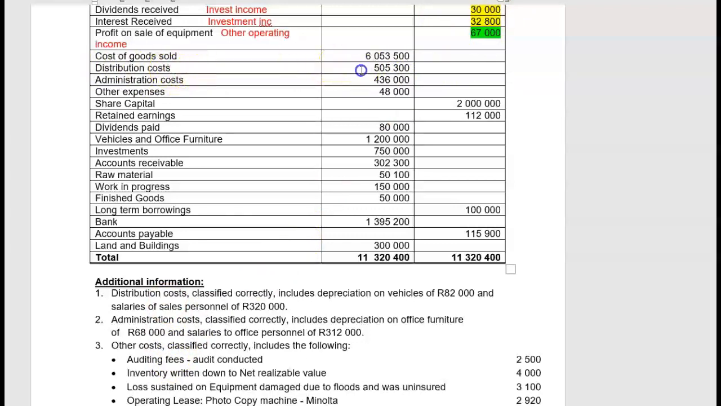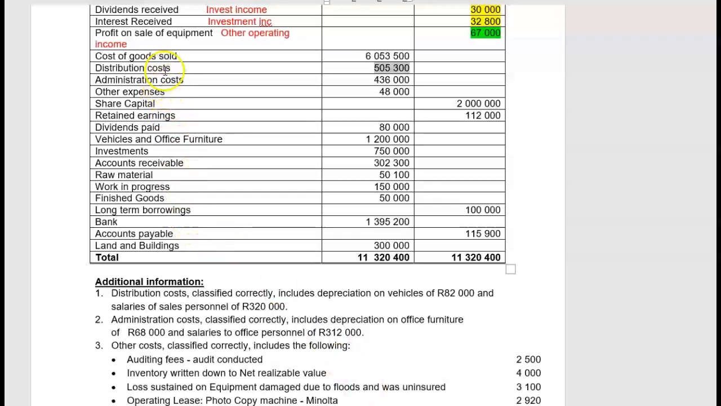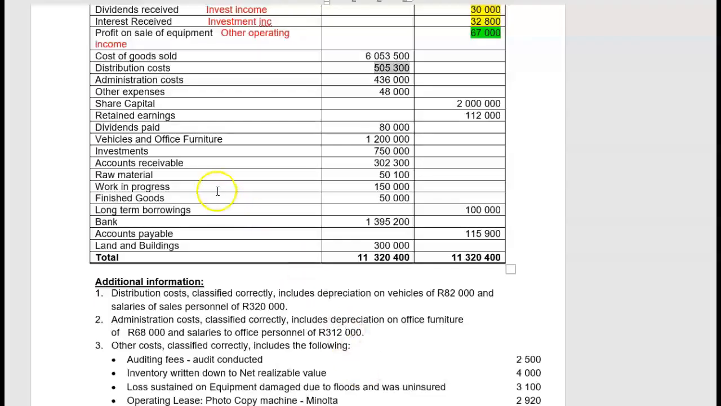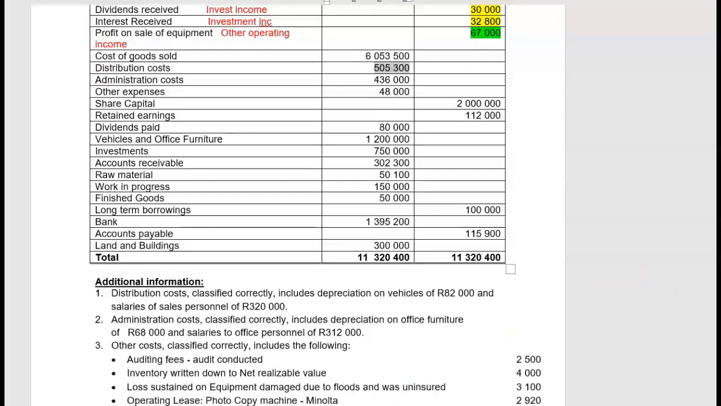So therefore distribution cost will be 505,300. Where are you? There it is, 505,300. Administration costs will be 436,000. There it is, 436. And the last one is going to be our other expenses, 48,000. So other expenses, 48,000. Now let's have a closer look at the additional information.